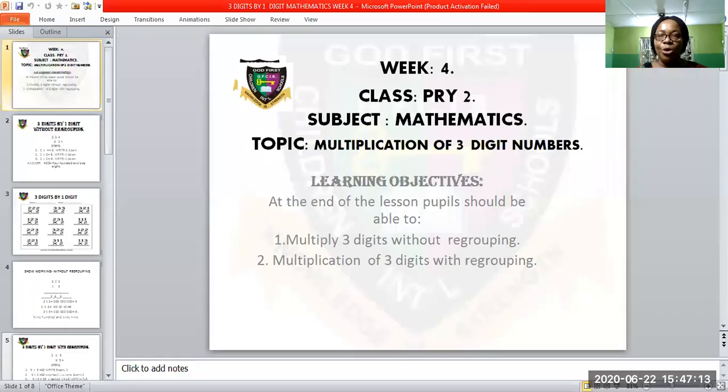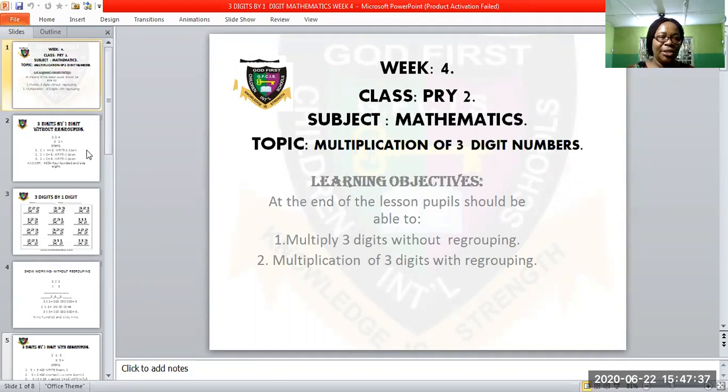Today we are going to look at a topic in maths. Our topic is multiplication of three-digit numbers by one digit. What is our learning objective? Our learning objective will include to multiply three digits without regrouping, and to multiply three digits with regrouping.